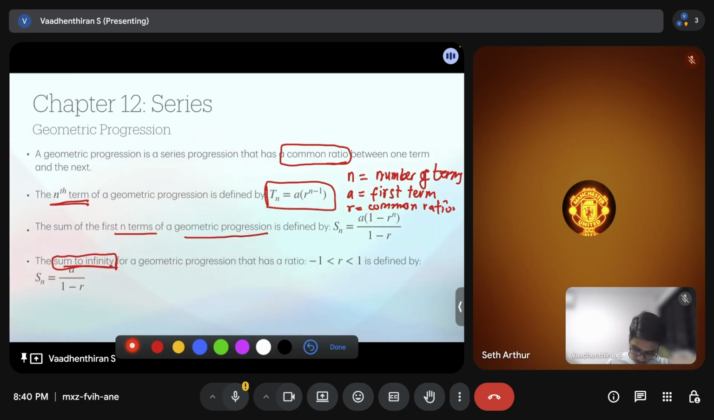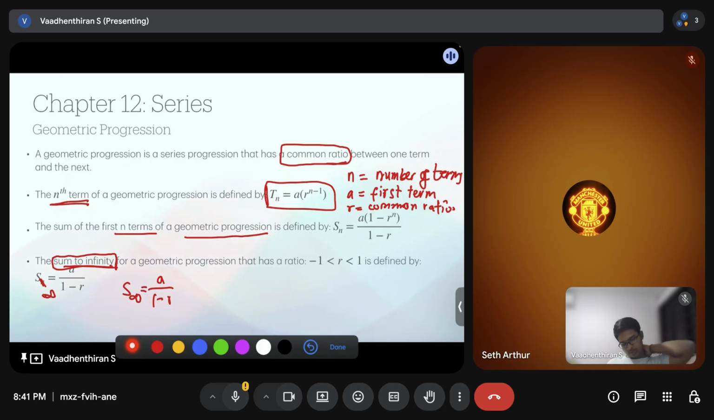There is an additional formula you need to know here. For a geometric progression where the common ratio r is between negative 1 and 1, there is a sum to infinity. You use this formula: a over 1 minus r, the sum to infinity. So this should be not n, this should be infinity.